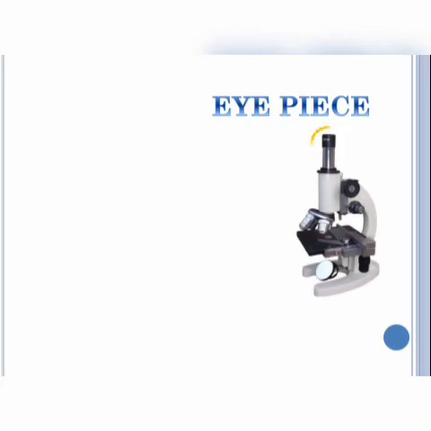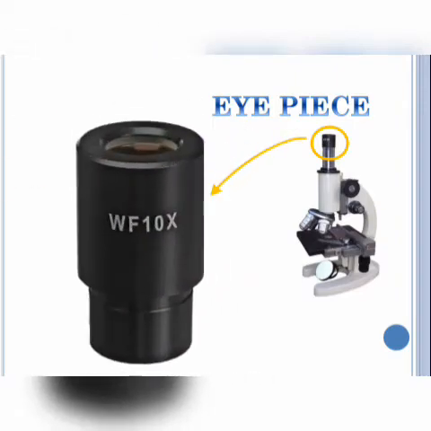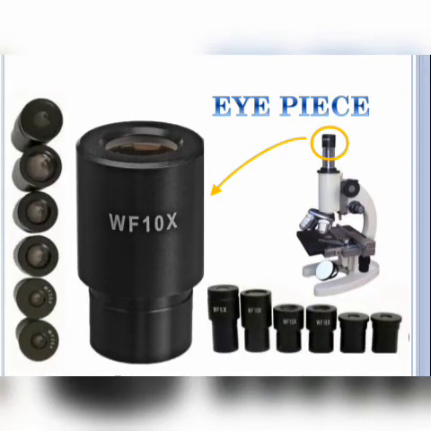The next which we are going to discuss is eyepiece. This is what we look through at the top of the microscope. A typical standard eyepiece has a magnifying power of 10x, but varying powers are also available.